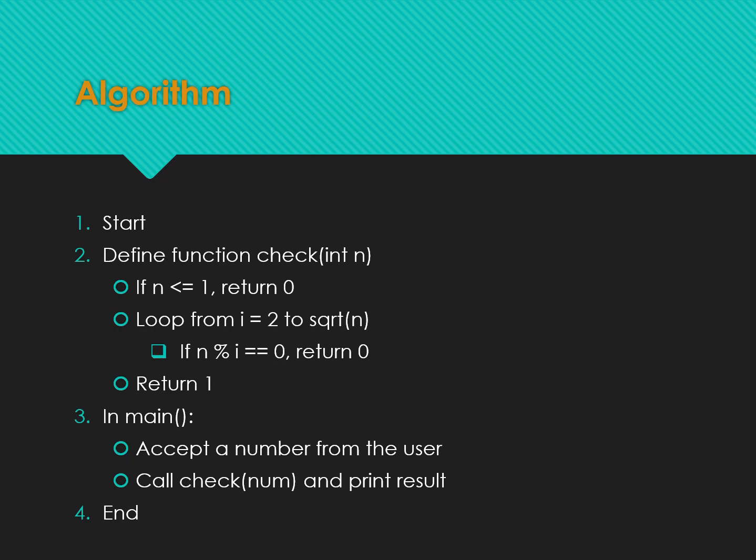Let's understand the step-by-step algorithm for checking whether a number is prime. First, we start the program and define a function named check that takes an integer n as input. If n is less than or equal to 1, we immediately return 0 because it's not a prime number. Then, we loop from 2 up to the square root of n. If any number in that range divides n exactly, it means n is not prime, so we return 0. If no such divisor is found, the number is prime and we return 1. In the main method, we take user input, pass it to the check function, and display the appropriate result. Finally, the program ends.